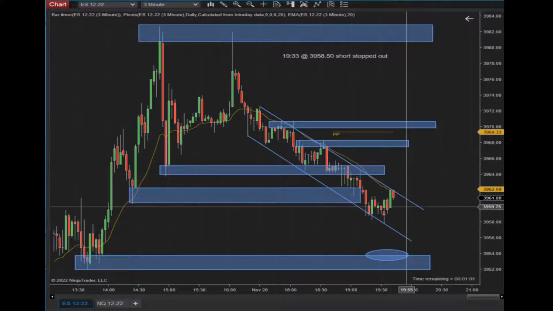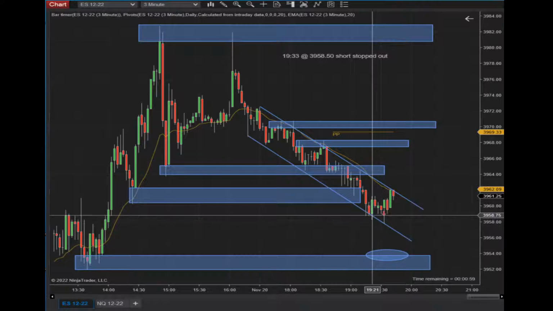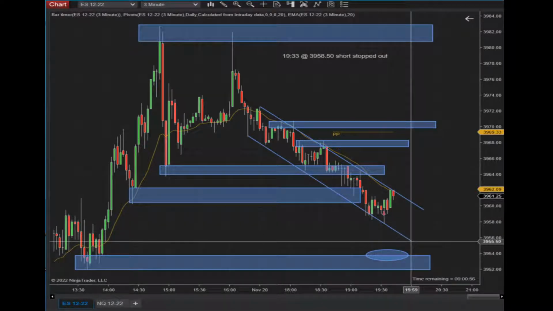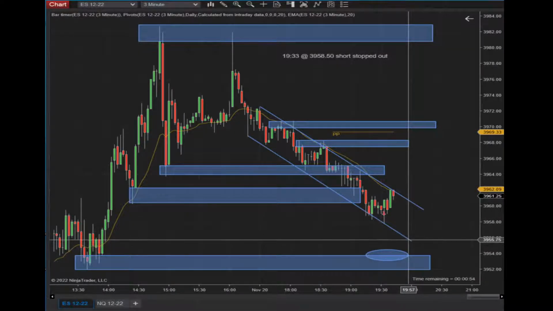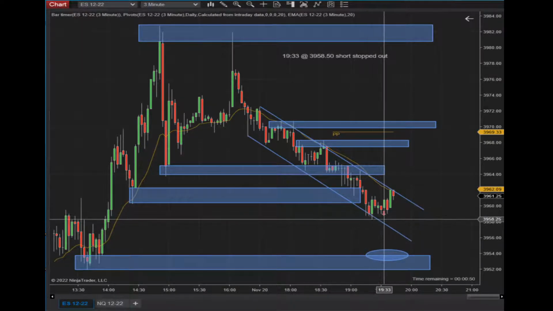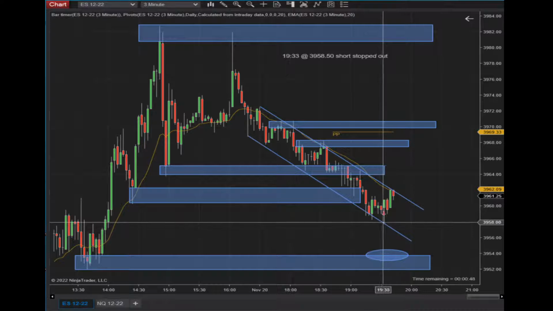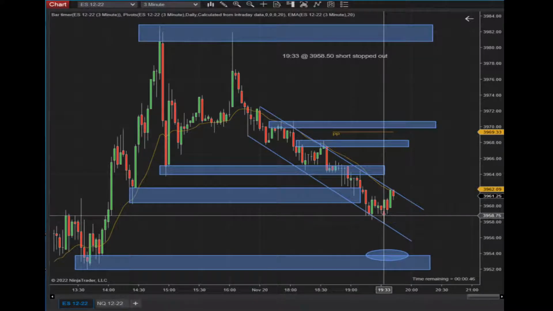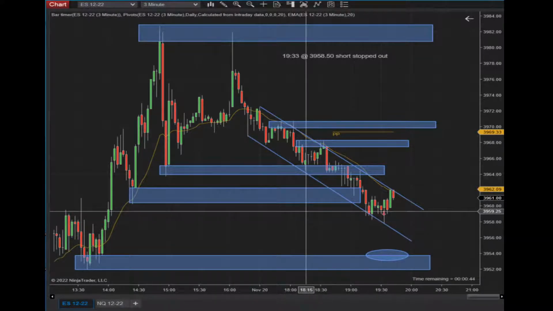And that's another reason I should have put this channel line in before making that last trade, because as you can see, it kind of went down and hit this right around that channel and just got rejected back up. Good lesson.